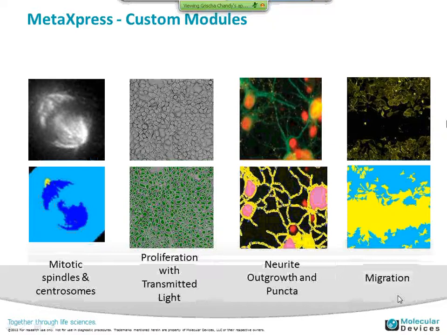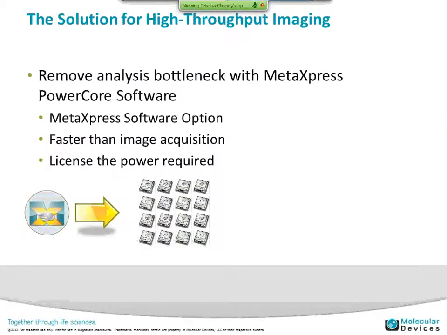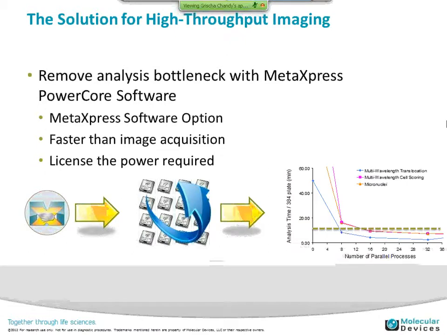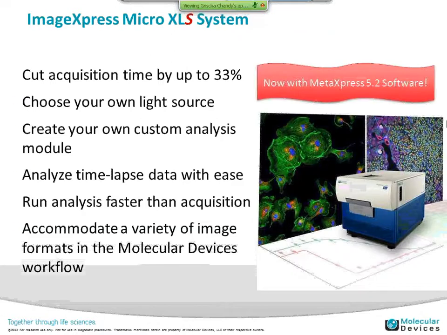And as Vicky alluded to, once you create a module, whether it's a custom or a standard application module, those things can be run across plates, and we don't want analysis to be a bottleneck. So we have MetaXpress PowerCore, which is an option to run each of those modules across a different CPU of a computer, and that will drive your analysis time to be faster than acquisition. So I've moved our bar down for how long acquisition time might take, and somewhere between 8 and 16 cores of PowerCore, you can have that module run faster than acquisition to keep up with the acquisition.